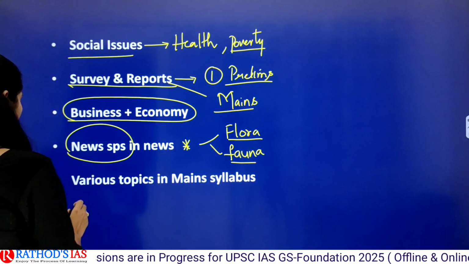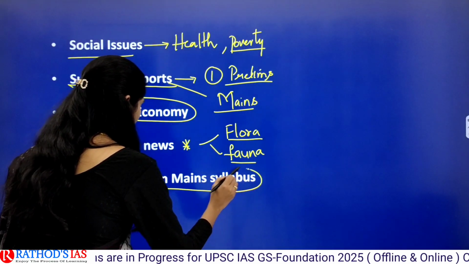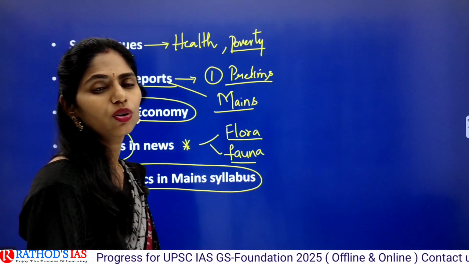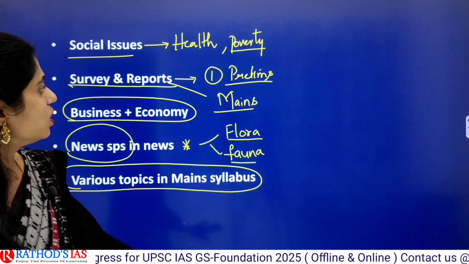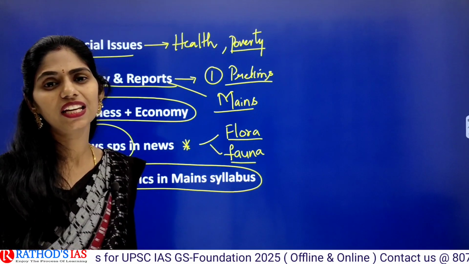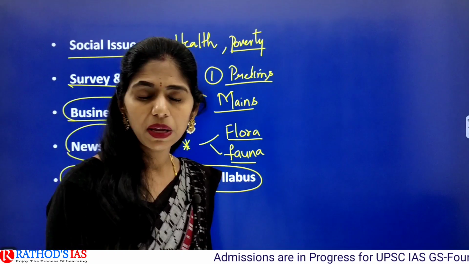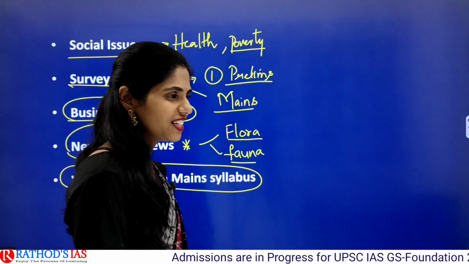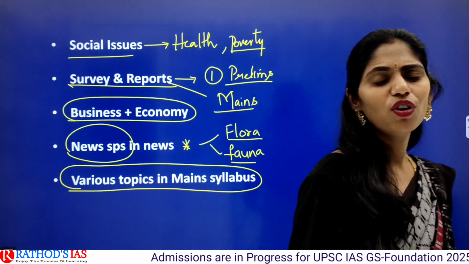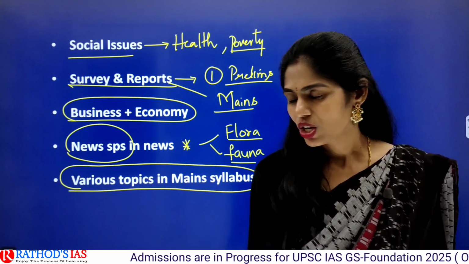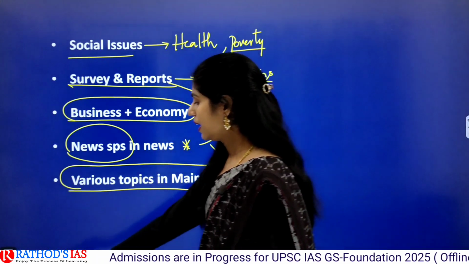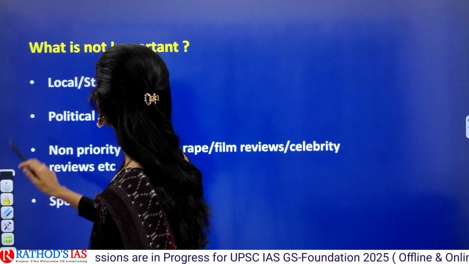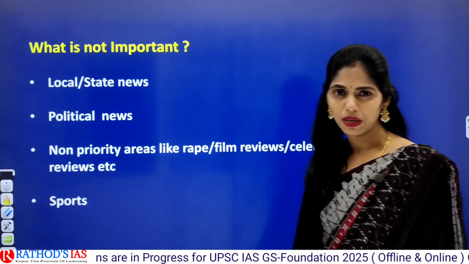And next one is if there are any topics which are present in your mains syllabus, for example disaster management, internal security, you can cover those topics. So these are the focus areas of your newspaper from the UPSC CSE point of view. And I talked about focus areas, and you may ask what you have to leave then, right? So I will discuss the non-priority areas which are not at all important in the newspaper.